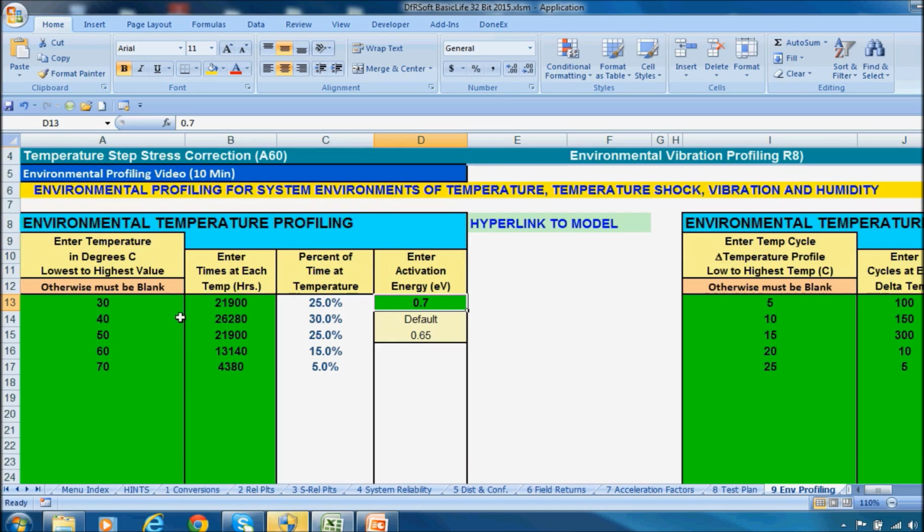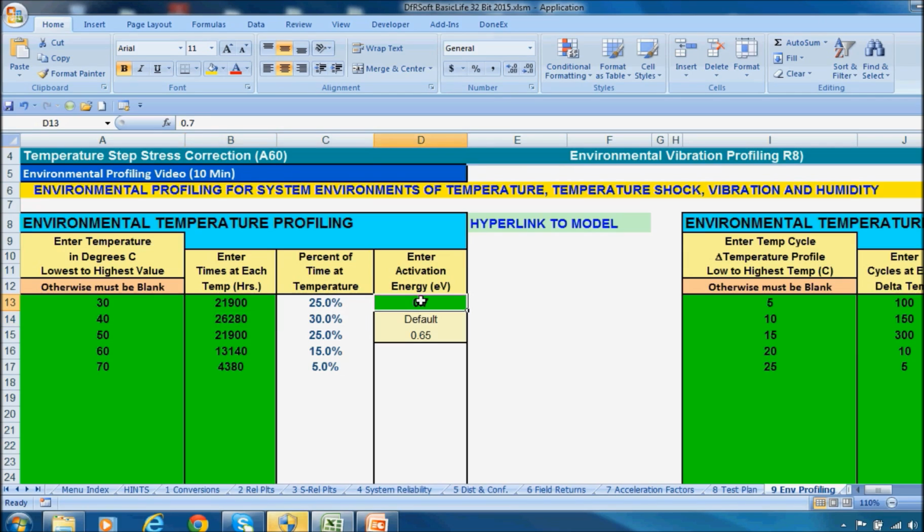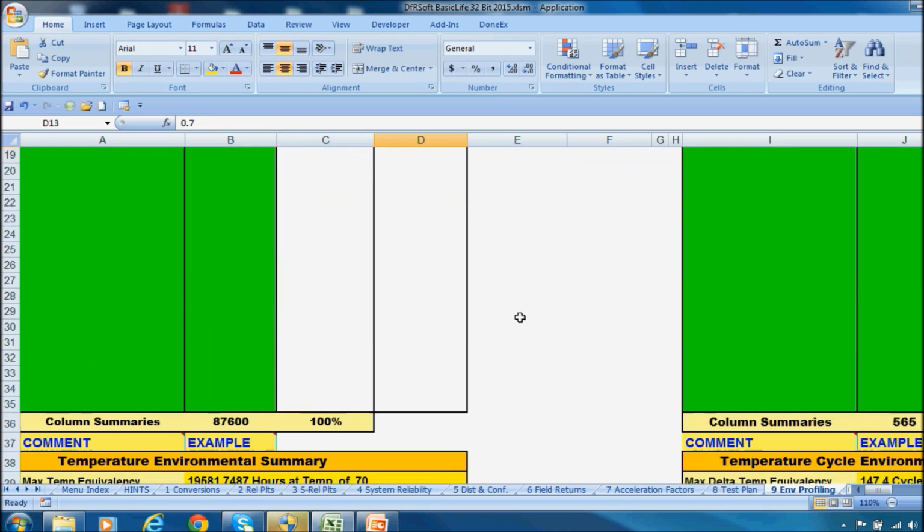We know it's a 10-year time, and it's 5% of the time at 70 degrees C, so I multiply 5% of 10 years, and that turns out to be 4,380 hours. For example, 30% of the time it's at 40 degrees C, and that comes out to 26,280 hours. Once you fill that out, the next thing we want to do is put in our activation energy. We're using the Arrhenius model, and you can hyperlink to the model. Down below are our results.